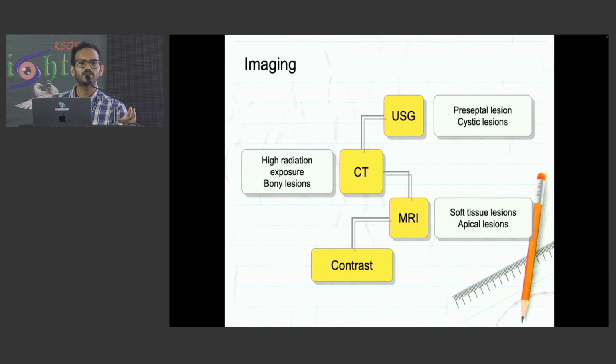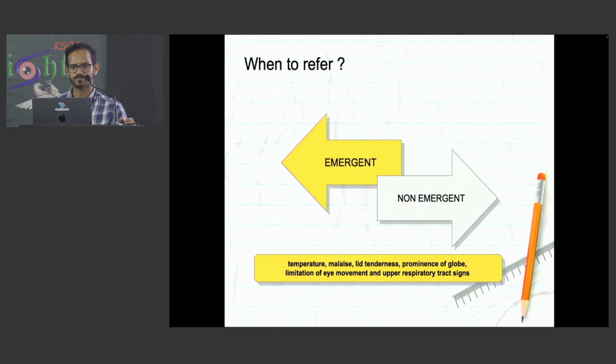Imaging, as described, the preseptal lesions, if it's a cystic one, could be easily taken up by an ultrasound USG scan. Whether to take a CT or MRI in doubtful cases depends on the availability, and I do suggest to go for an MRI if the patients can afford it and the child can cooperate for the investigation, because of the high dose of radiation exposure that the kid may have to go through while going for a CT. Vascular lesions mostly will have to go for a contrast imaging, or will have to go for a DSA imaging to find the cause.